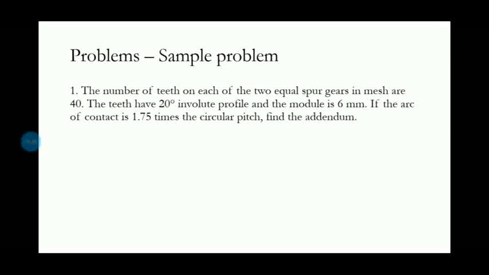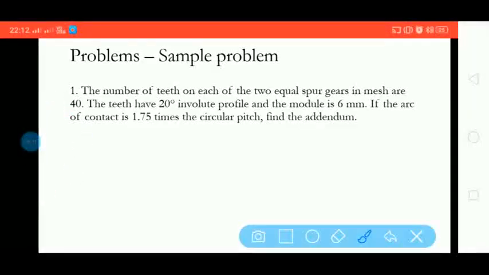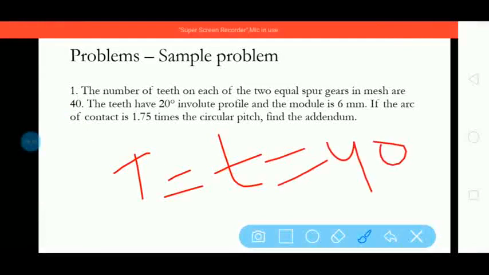In any question, the first step is to write the given data. So what are the given data? Two gears in mesh having an equal number of teeth equal to 40. So you can write capital T equal to small t equal to 40, because we use a capital letter for the larger gear and a small letter for the smaller gear. Here both are the same, so capital T equal to small t equal to 40.